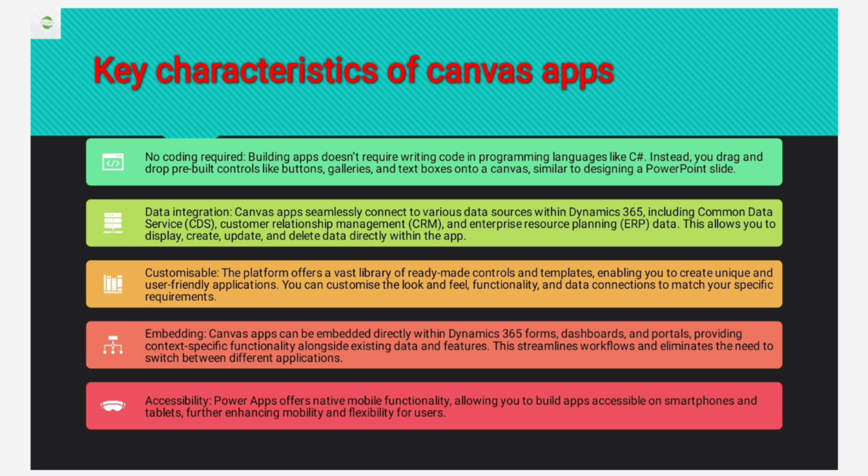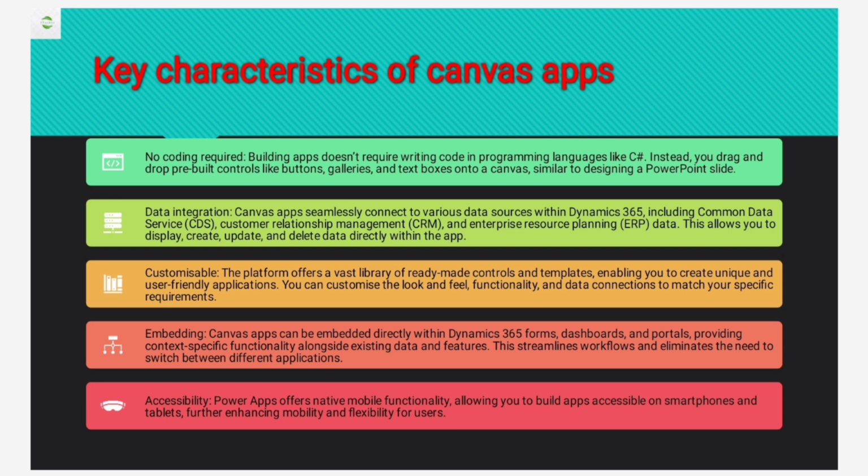Let's see the characteristics of Canvas apps. No coding is required, that is, it requires no code or low code. If there are some conditions, we can provide them through a formula or by giving a small code. Next is data integration, which means it connects to various data sources like Dynamics 365, CDS, that is Common Data Service, CRM, that is customer relationship management, and enterprise resource planning data, that is ERP.